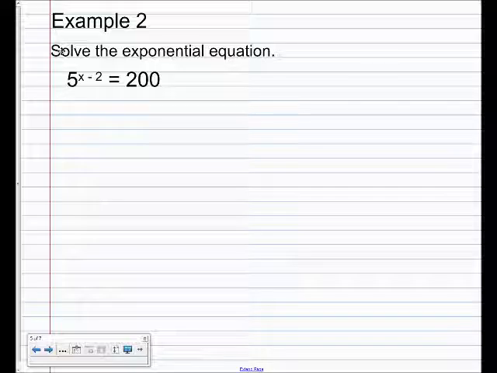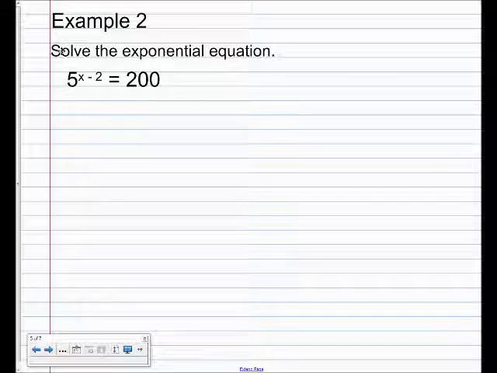5 to the 4th is 625. To the 4th power, yes. 5 to the 2nd power is 25. 5 cubed is 125. Okay, so Ramion hit it on the head there. We don't have a whole number, right? If there's no whole number, then we can't use the strategy that we just did.